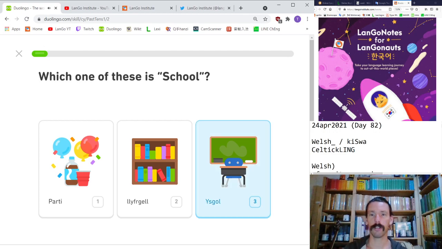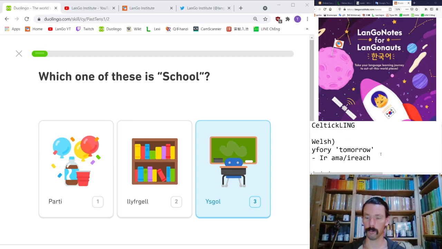Ysgol. A school. Think of what French does with this word. School. It's borrowed from Latin, not directly descended from it. It's not inherited Celtic, because Latin borrowed this one from Greek. I mean, that's not really a logical proposition, but it's much more likely that the concept came in from Latin.